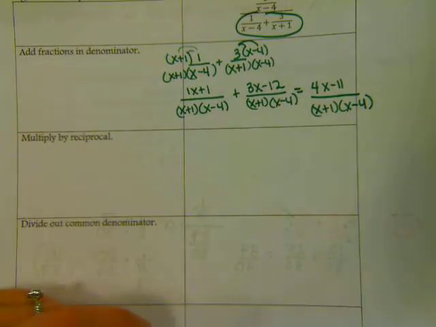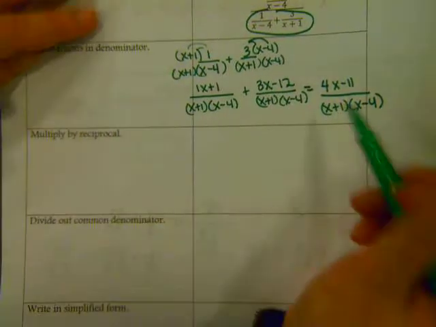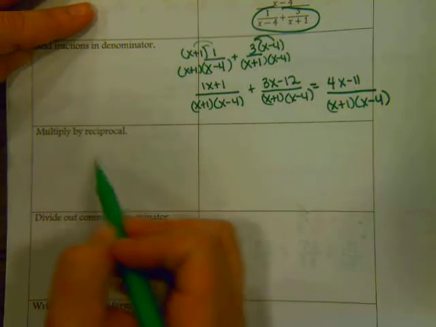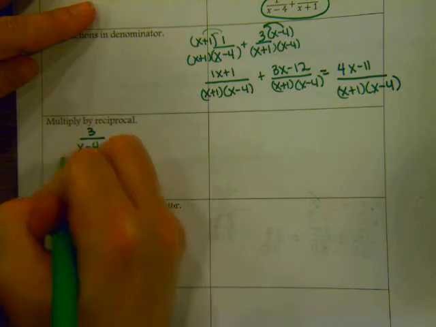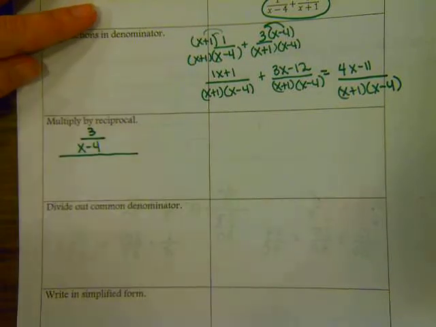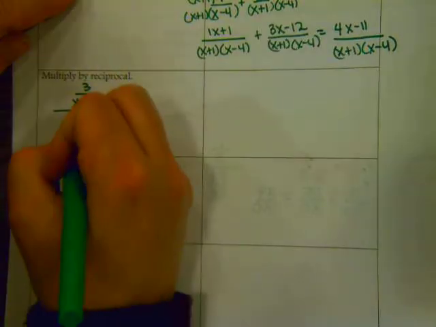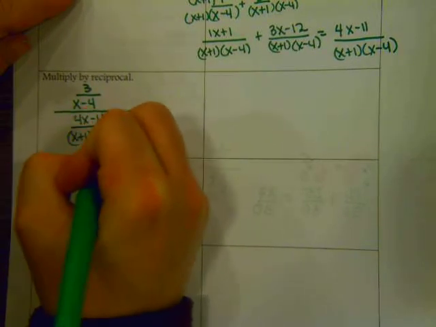Then from there, guys, this is where you want to multiply by the reciprocal. So rewrite the original problem, but now change this as your denominator. I'm going to rewrite that right here, just so that we're familiar with that. So it's 3 over x minus 4 divided by the new fraction that we got from the sum of those two. So 4x minus 11 over (x plus 1)(x minus 4).